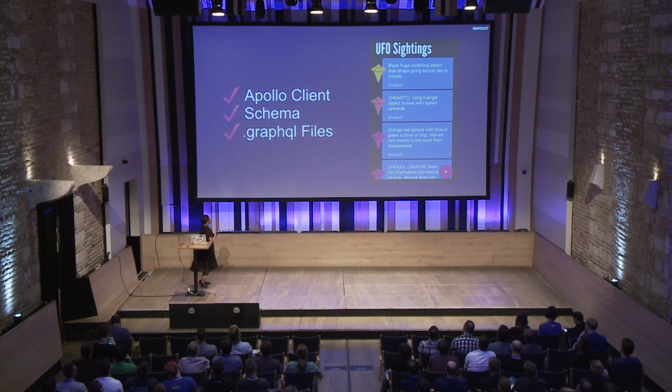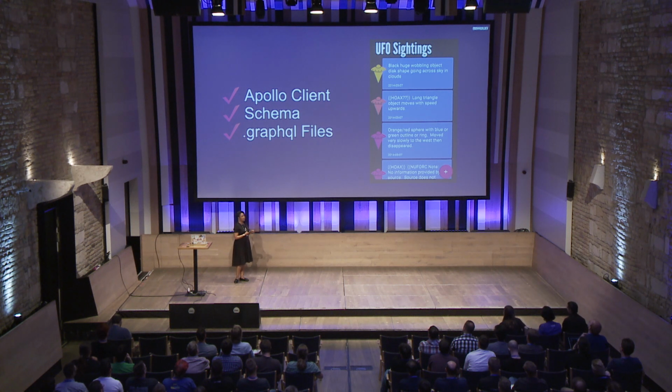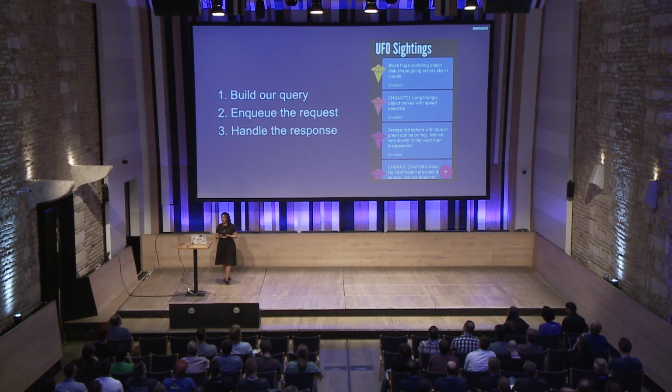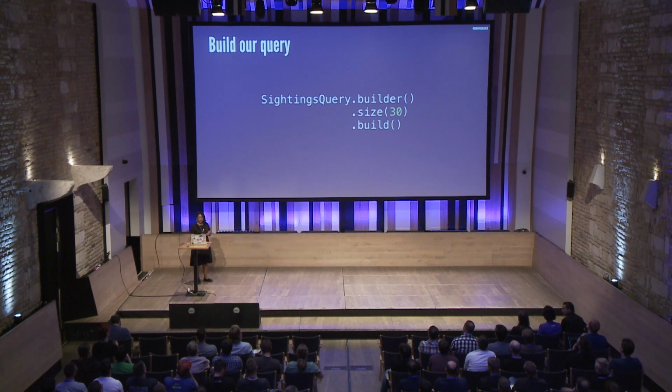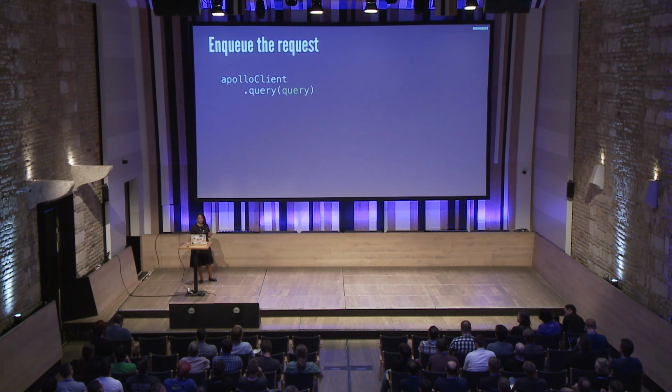Okay, so now, how do we take these 3 things and come up with this RecyclerView list of items inside of our application? Well, it's a 3-step process. So first we build our query, we enqueue the request, and then we handle the response. Now, what does that look like, building our query? It's just a very simple builder, actually, and this is part of the generated code. And in this case, I wanted 30 sightings on my home page, so I just set the size for my variables.